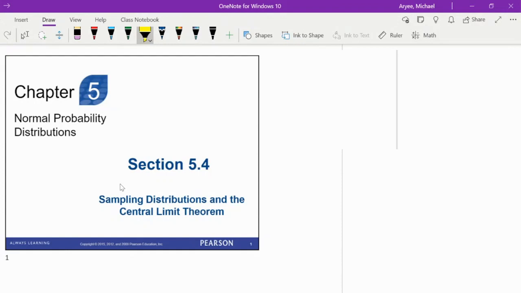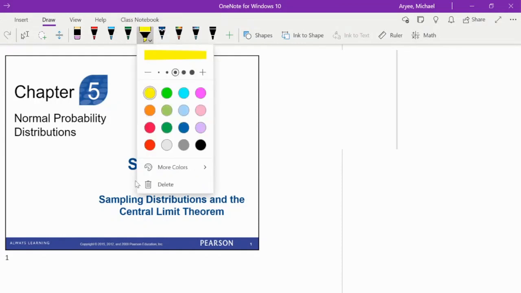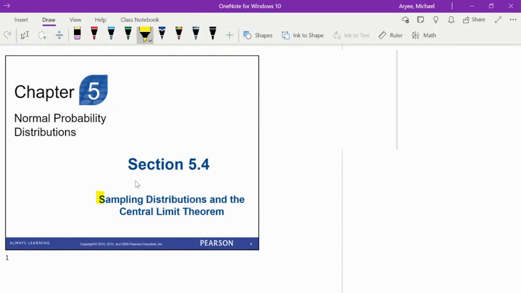So let's begin. What we'll be looking at in chapter 5.4 is sampling distributions, and we're also going to be talking about the central limit theorem. Those are the two major areas we'll look at, and then we will work problems that relate to sampling distributions in terms of finding probabilities of sample means.